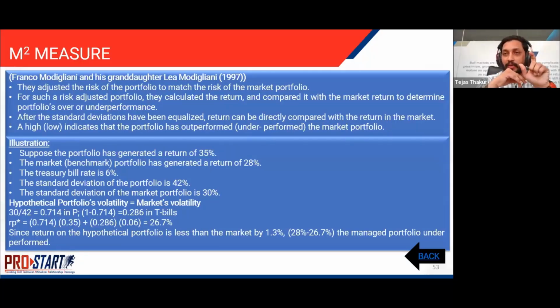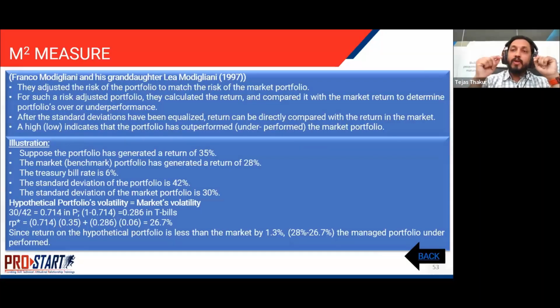Now, how do I bring the investor's portfolio standard deviation to 30%? Rather than investing 100% of the money, I only deploy a percentage, which is basically 30 upon 42 or 0.714, or 71.4%, into the portfolio of the fund manager, and the rest of the money I deploy in the risk-free rate. So at a weighted average level, the portfolio comes down to the actual deviation of the market.